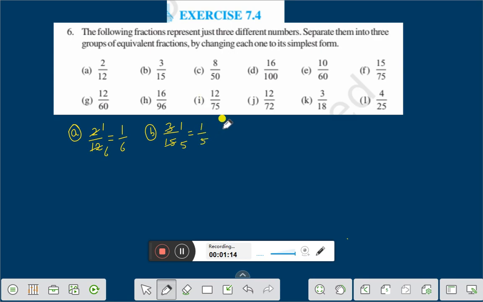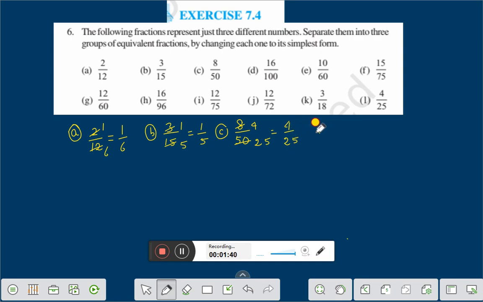Question number C is 8 by 50. Let us divide it by 2. 2 4s are 8, 2 25s are 50. That is 4 by 25. It is equal to 4 by 25.